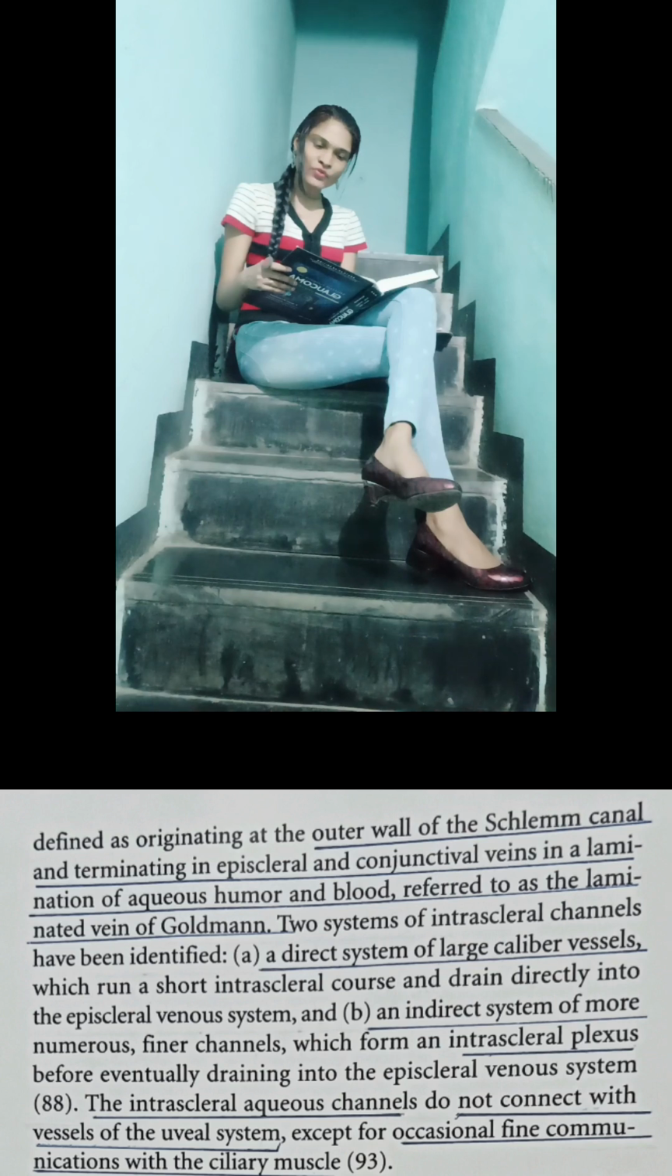Two systems of intrascleral channels have been identified. A, a direct system of large caliber vessels, which run a short intrascleral course and drain directly into the episcleral venous system, and B, an indirect system of more numerous final channels, which form an intrascleral plexus before eventually draining into the episcleral venous system. The intrascleral aqueous channels do not connect with vessels of the uveal system except for occasional fine communications with the ciliary muscle.